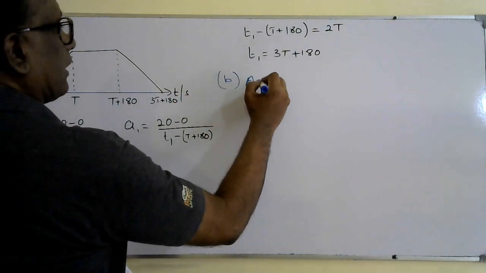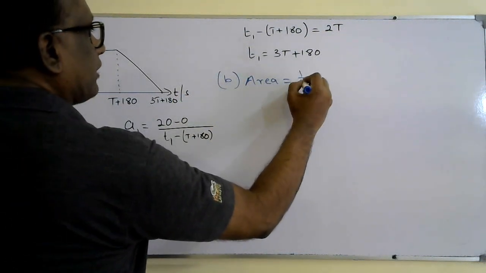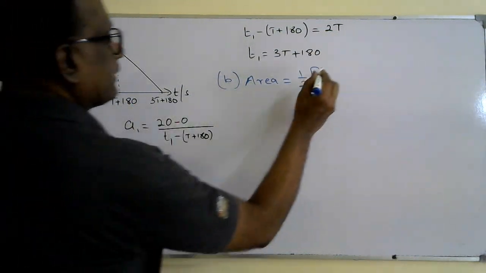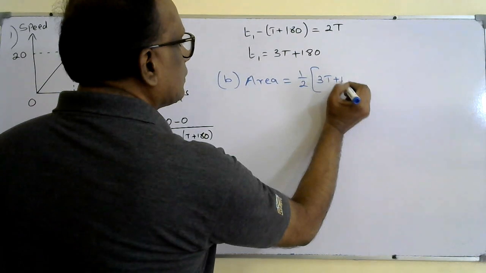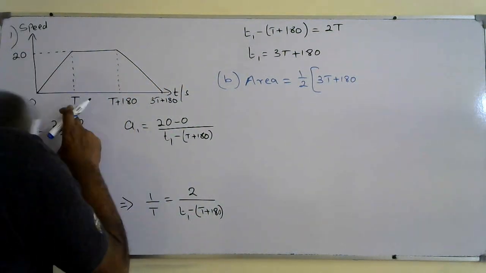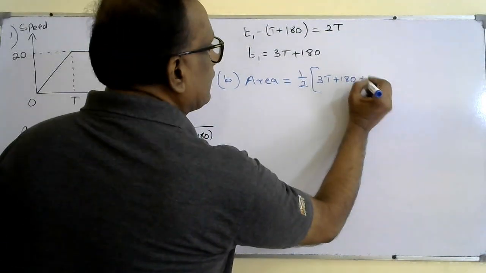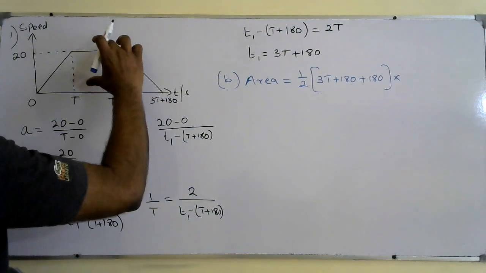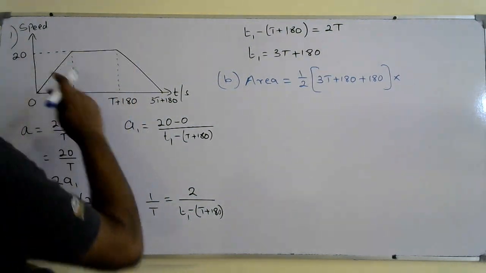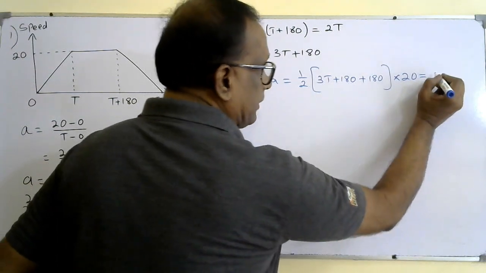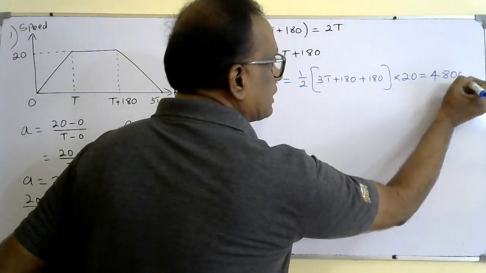Area covered by the graph is equal to half into the addition of the parallel sides. So this is 3t plus 180, this is t plus 180 minus t, that is 180, into the height, the perpendicular distance between the parallel sides, that is 20. That is equal to 4.8 kilometers, meaning 4,800 meters.